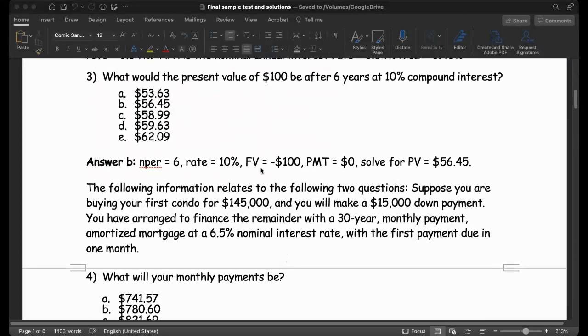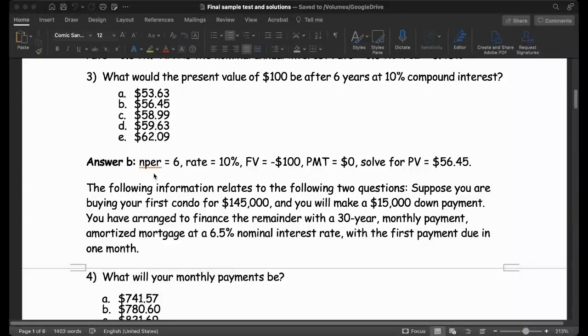Question number 3. What is the present value of $100 after 6 years at 10% compound interest? Okay, so this is the present value of a lump sum question. We know we're receiving $100 after 6 years. 10% is the compound interest rate, and it's a yearly rate here, yearly payment.